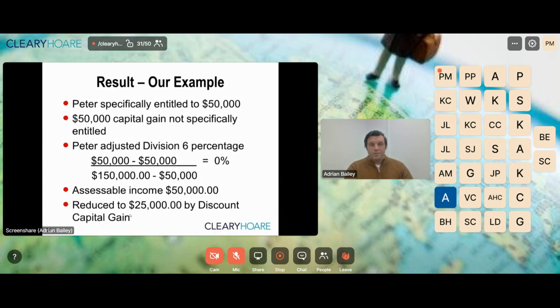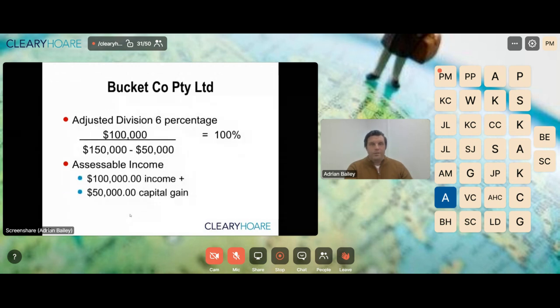So that leaves assessable income of $50,000 to Peter, which would be reduced to $25,000 by the discount gain. So he still gets that $50,000 of income from the capital gain, but he doesn't get any of the extra 50,000. That extra 50,000 in effect flows out to Bucket Co. Its adjusted Division 6 percentage would be 100,000 over 100,000, so 100% in our example.